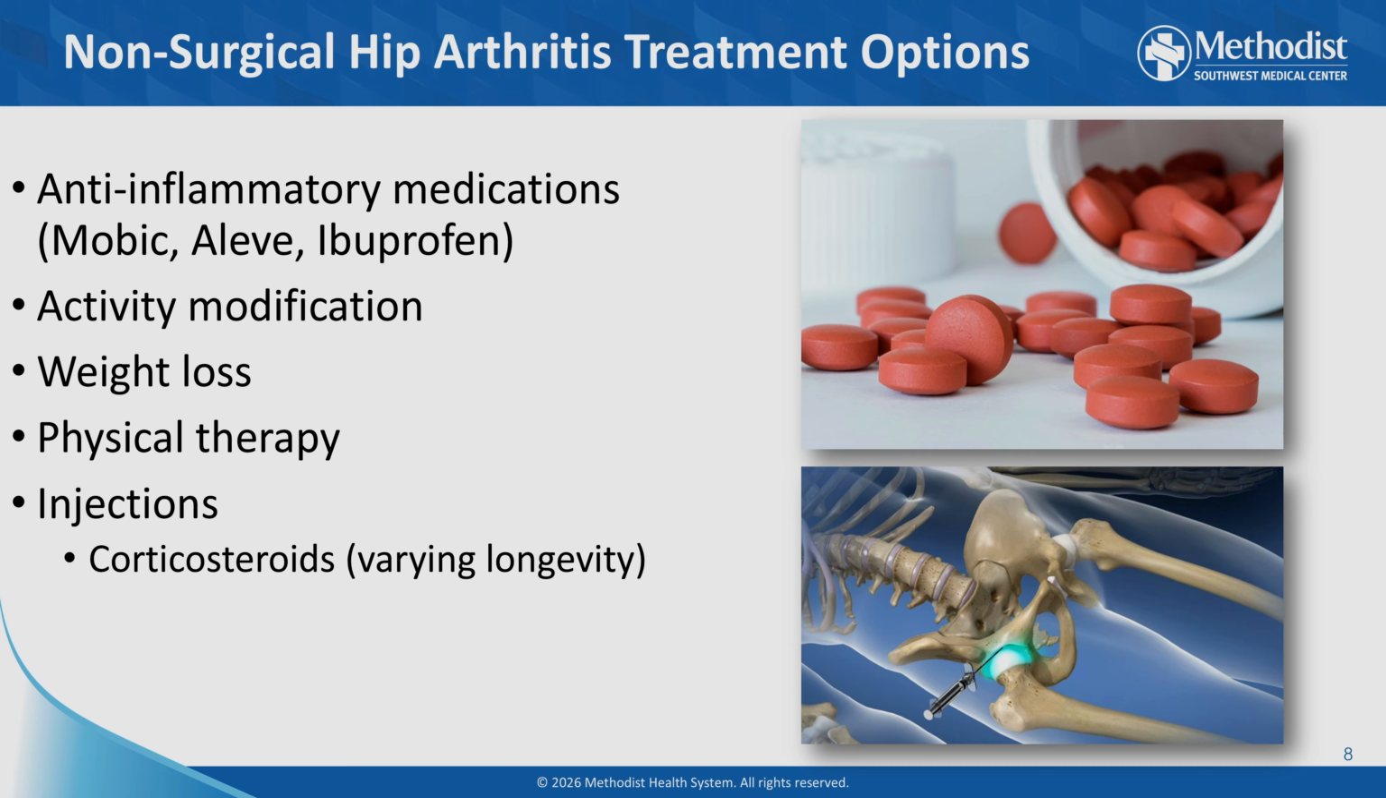Your hip joint sees roughly 4 times your body weight for every step you take. So losing even 5 pounds can help you lose 20 pounds per step on your hip joint, which can be really helpful if you have hip pain. Physical therapy can be helpful.